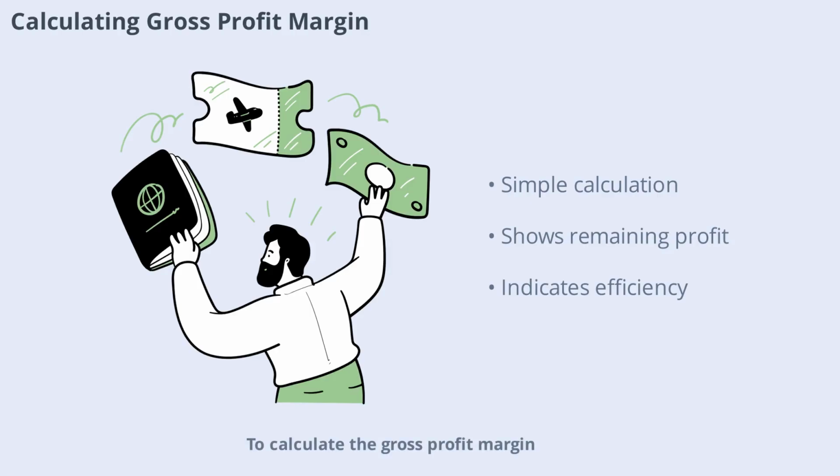To calculate the gross profit margin, subtract the cost of goods sold from total revenue, then divide that number by total revenue. Finally, multiply by 100 to get a percentage. The formula is gross profit margin equals (revenue minus COGS) / revenue x 100. This simple calculation provides valuable insight into how much money remains after covering the direct costs of production. Companies with higher gross profit margins are generally more efficient and have more flexibility to manage other expenses.